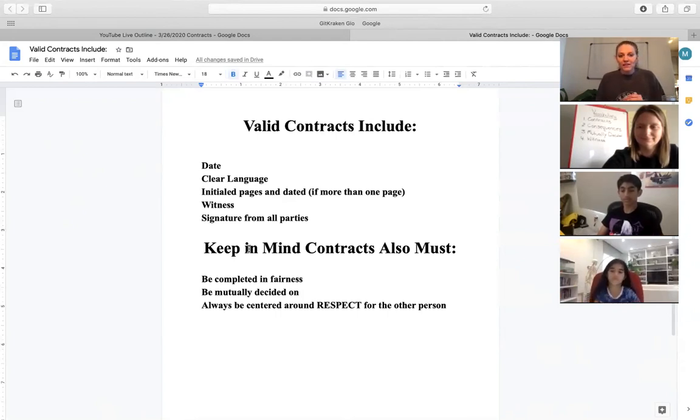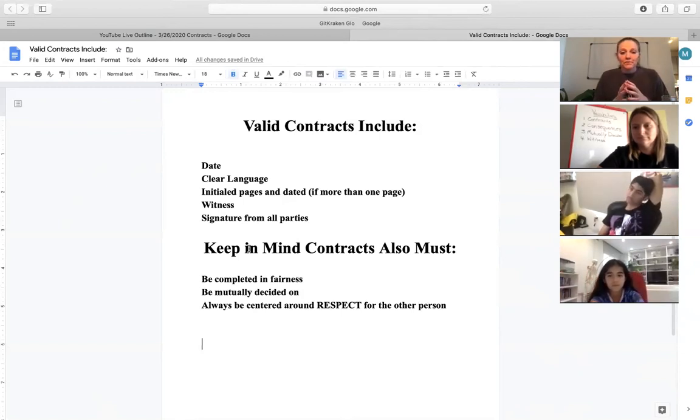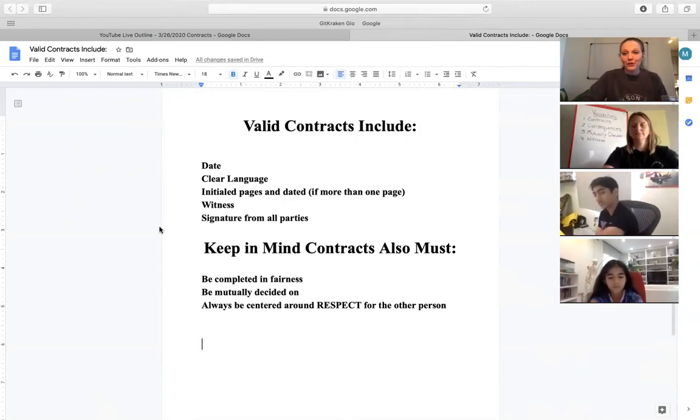So if we are mutually deciding on that, we're doing it for the benefit of our own learning, right? Because we're all virtually learning right now. Parents are working from home, which means that they need to be able to have their own space to do what they can, as well as students are learning in their own spaces. So siblings need to respect each other and their own learning. But the biggest thing is it always needs to be centered around respect for the other person, right? So keep that in mind when we're creating contracts.